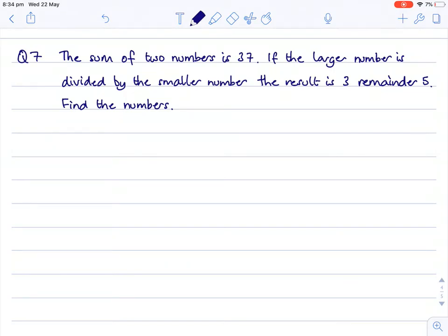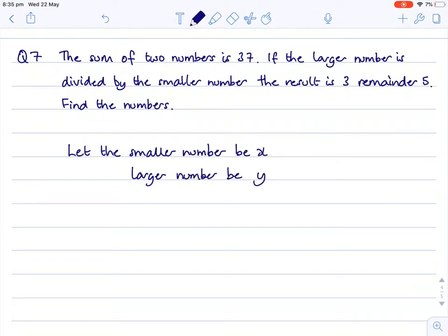So the first thing I'm going to do here is to say, let the smaller number be x. And what we'd normally do then is to say, well, let the bigger number be x plus something or x minus something, but we don't have enough information here. So what we're going to do is say, well, we'll let the larger number be y. So we're using another variable.